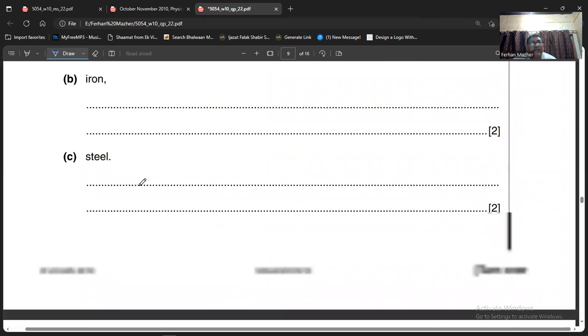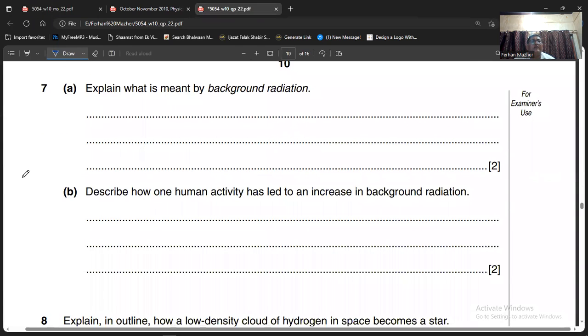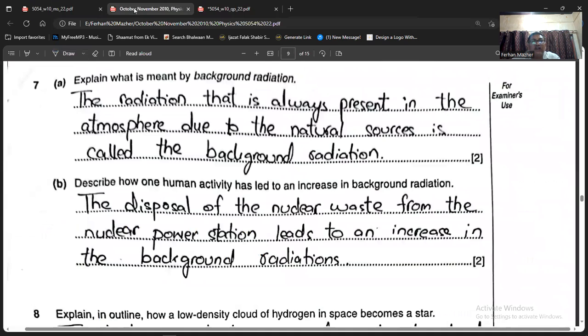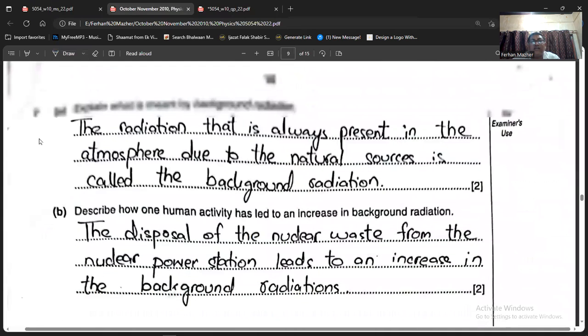Okay, so we are going to the next question, that is question number 7. It says, explain what is meant by background radiation. Background radiation is the radiation which is all the time present in our environment. So we are used to this radiation, and we call that background radiation. The radiation that is always present in the atmosphere due to natural sources is called the background radiation.